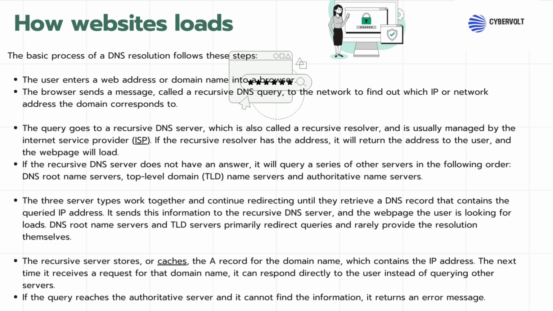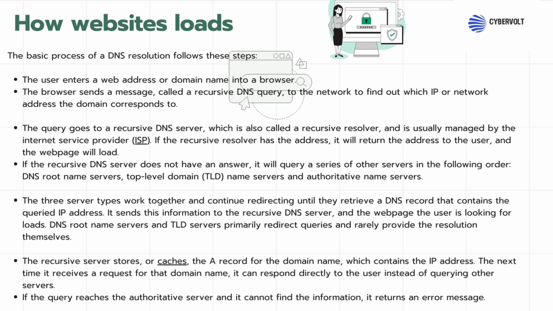If the recursive resolver has the address, it will return the address to the user, and the web page will load. If the recursive DNS server does not have an answer, it will query a series of other servers in the following order: DNS root name servers, top-level domain, TLD, name servers and authoritative name servers. The 3 server types work together and continue redirecting until they retrieve a DNS record that contains the queried IP address. It sends this information to the recursive DNS server, and the web page the user is looking for loads.